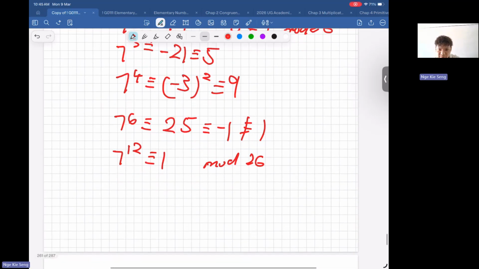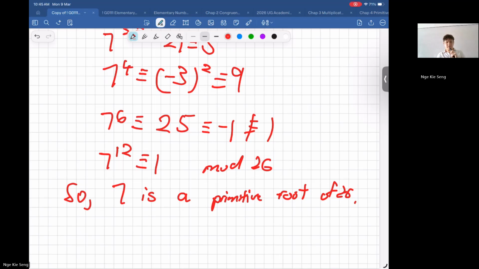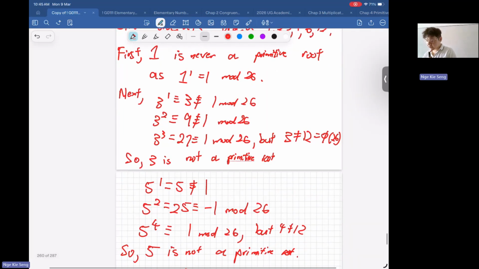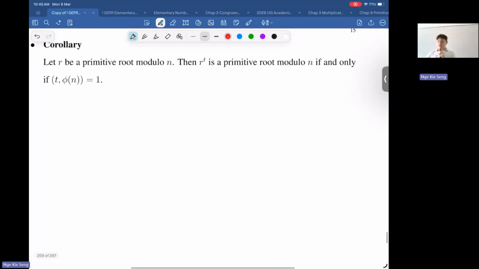Okay, so we know that 7 is a primitive root of 26. And then you will get a reduced residue system from here. 7 to the 1, 7 to the 2, up to 7 to the 12. Okay, so where's my corollary? I didn't teach you this corollary yet. So here, this corollary will come to save us.